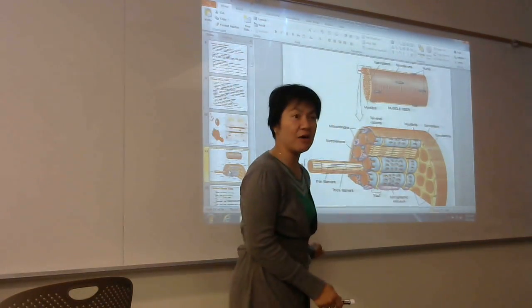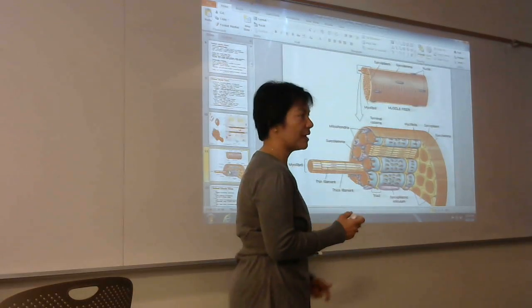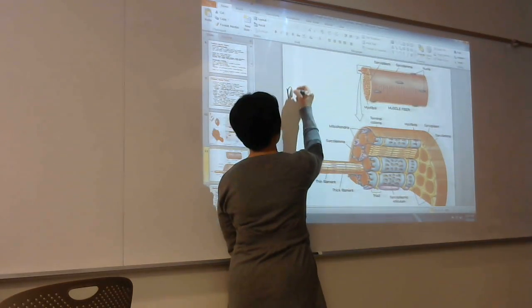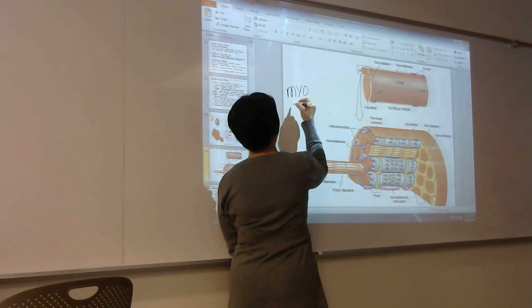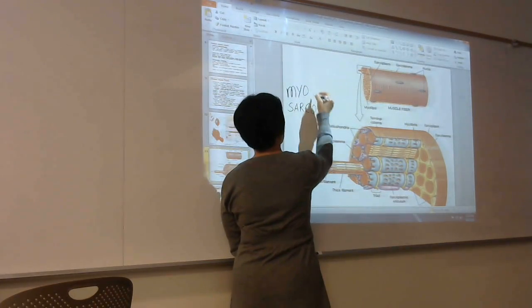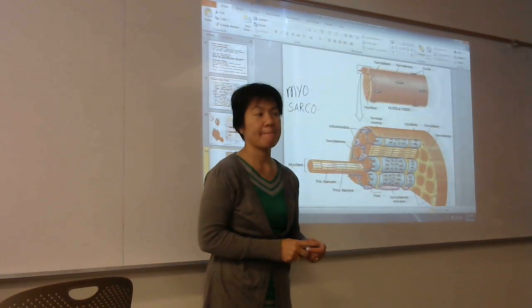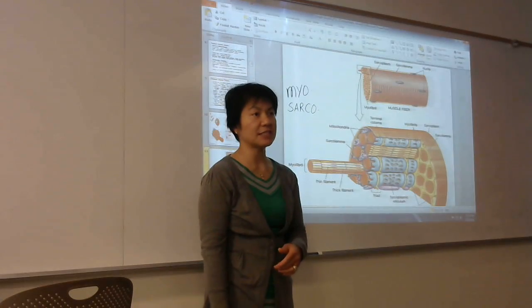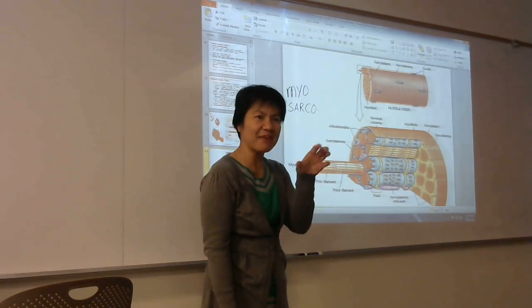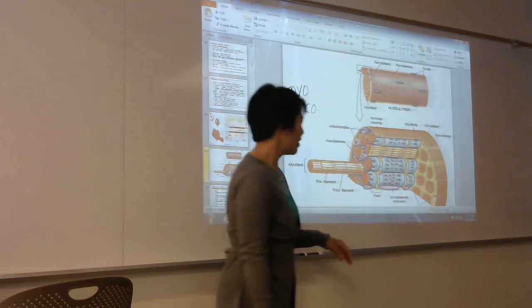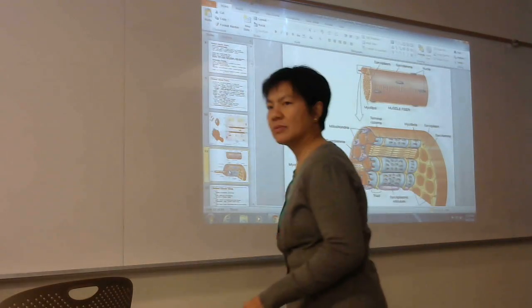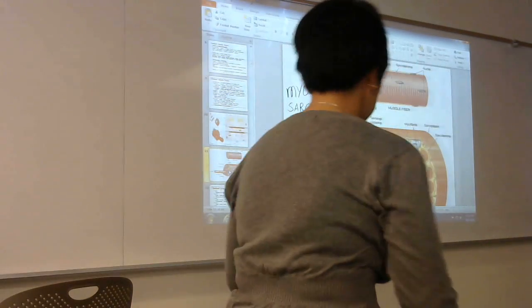Okay. Now, when we refer to muscle, you should know that anything that starts with myo or sarco refers to your muscles. Okay? When we get to the nervous system, it will be neuro. You see, they have keywords.